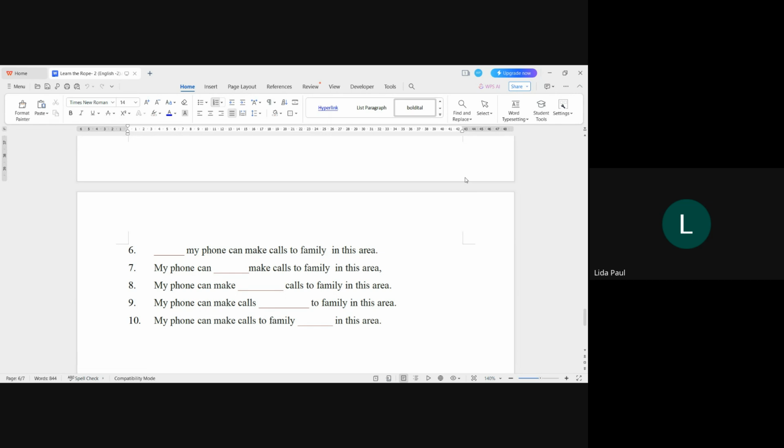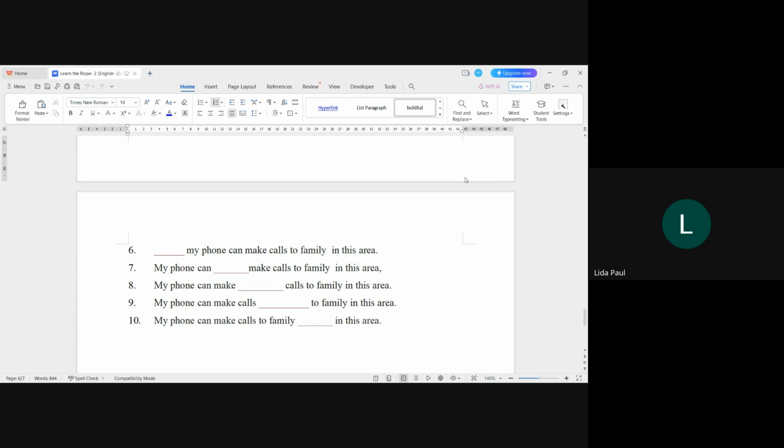Keep that in mind. So, "make calls." Only make calls to family in this area. "Make calls" is the one that is stressed, right? And what's the meaning? "My phone can only make calls to family in this area." Making calls is the only thing my phone can do. It cannot send pictures or click photos. It can only make calls. That's the idea.